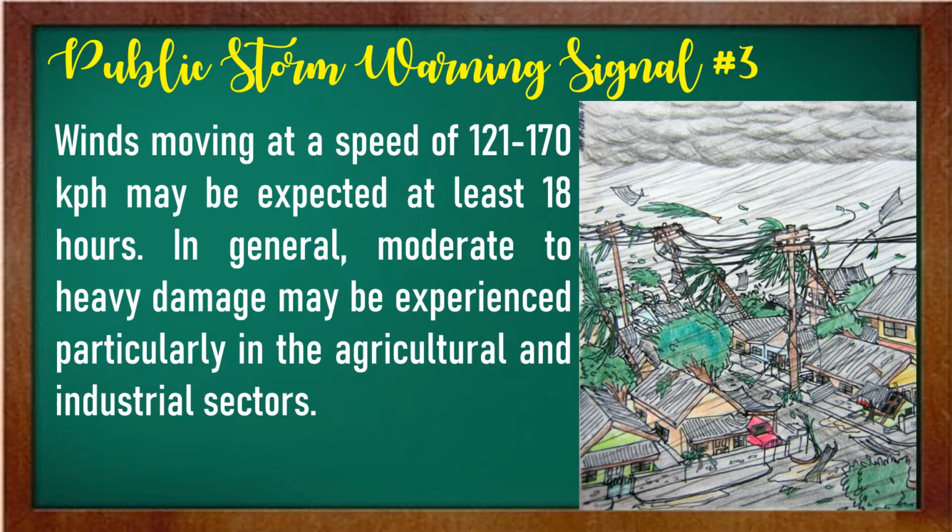Public storm warning signal number 3. Winds moving at a speed of 121 to 170 kilometers per hour may be expected in at least 18 hours. In general, moderate to heavy damage may be experienced, particularly in the agricultural and industrial sectors.